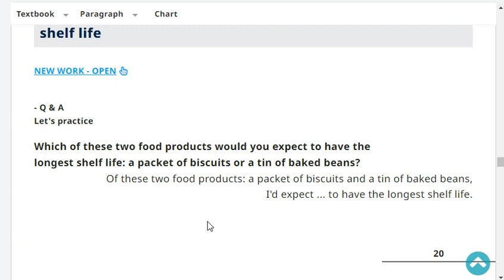Which of these two food products would you expect to have the longest shelf life? A packet of biscuits or a tin of baked beans?